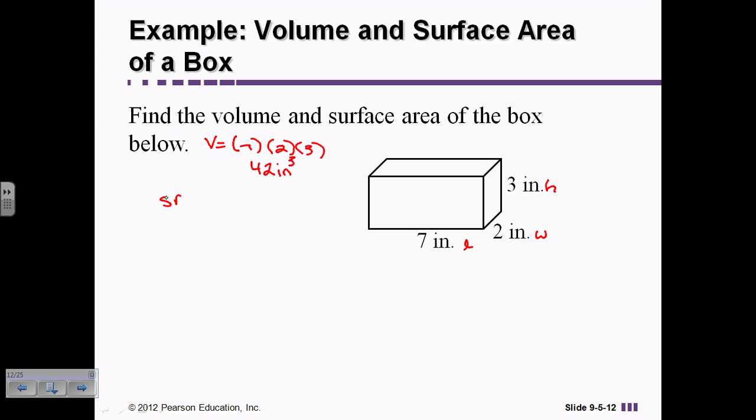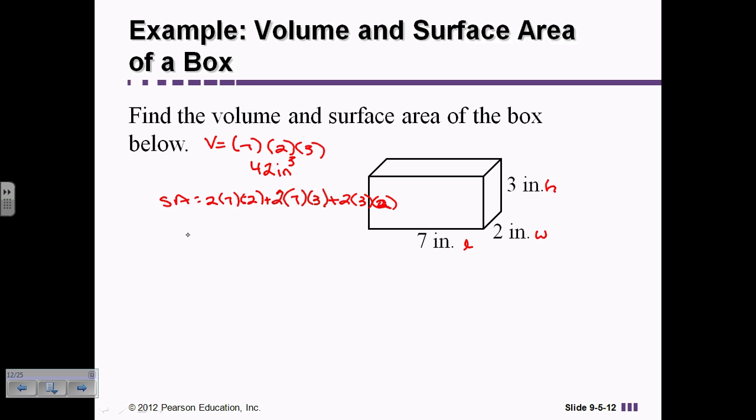And here's the reason why we do surface area, or here's why I recommend that. To find the surface area, the formula is 2 times length times width. So we're going to do 2 times 7 times 2 plus, and then it's 2 times length times height. So 2 times 7 times 3, and then it's 2 times height times width, so 2 times 3 times 6. I'm sorry, 2 times 3 times 2.